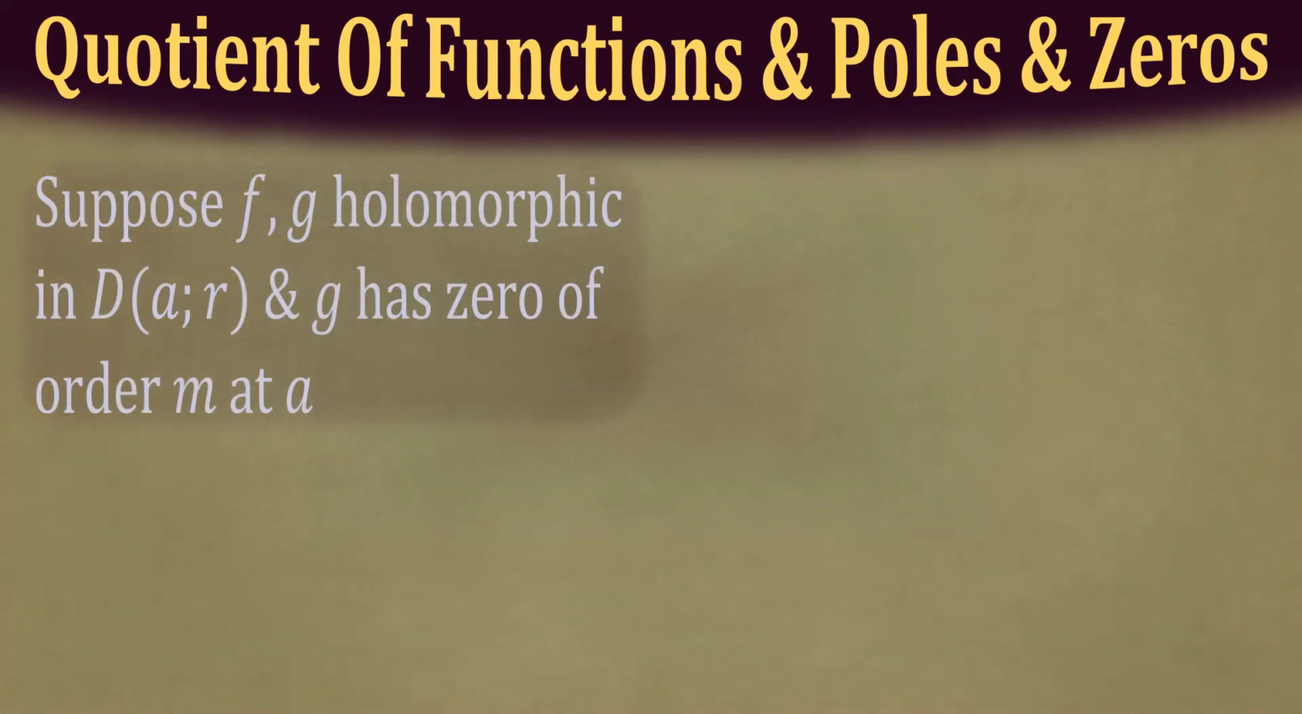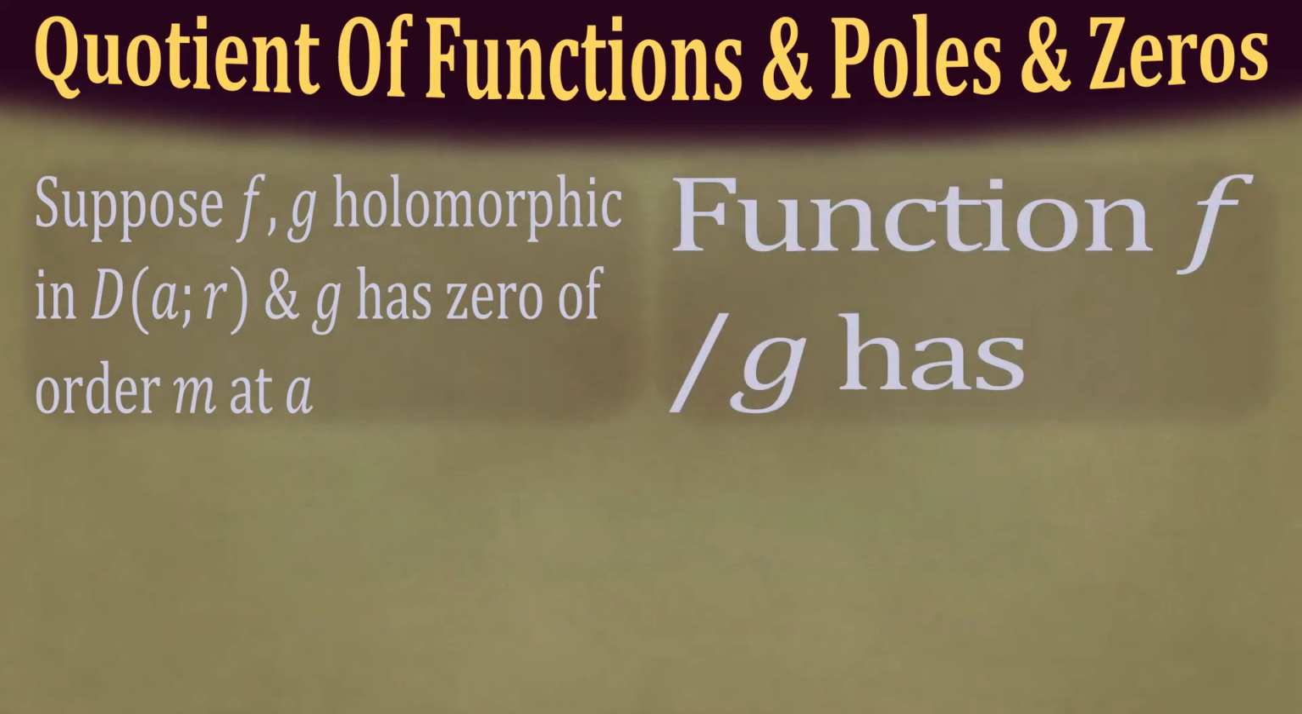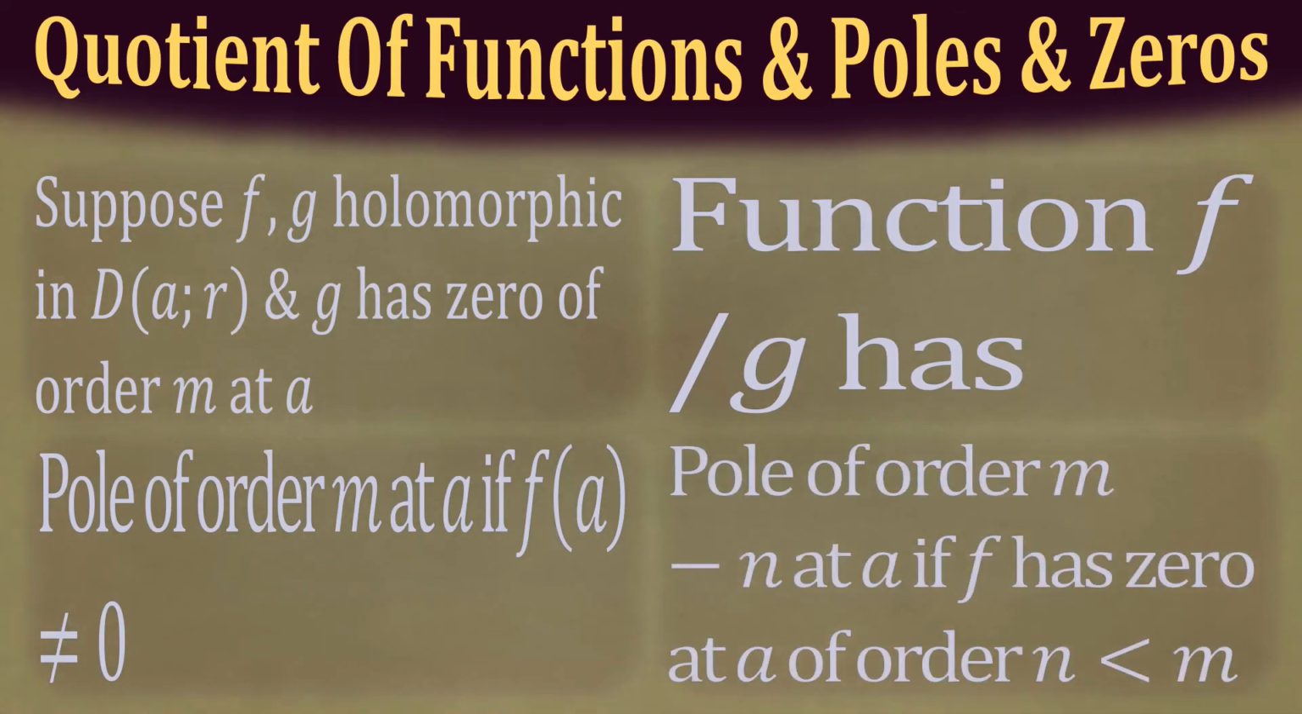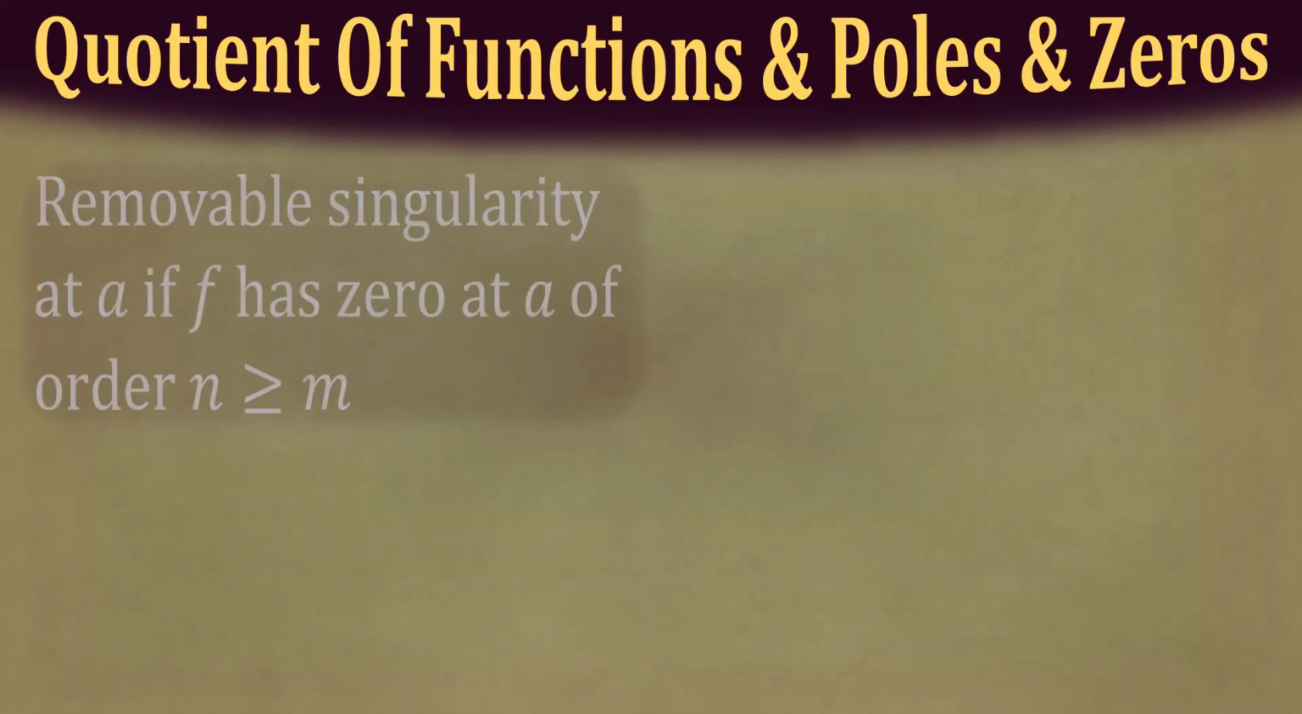Next, let's describe how the quotient of functions relates to poles and zeros. Suppose f and g are holomorphic in an open disk centered at a radius r, and g has a zero of order m at a. Then the function f divided by g has a pole of order m at a if f(a) does not equal 0, a pole of order m − n at a if f has a zero at a of order n less than m, a removable singularity at a if f has a zero at a of order n greater than or equal to m.